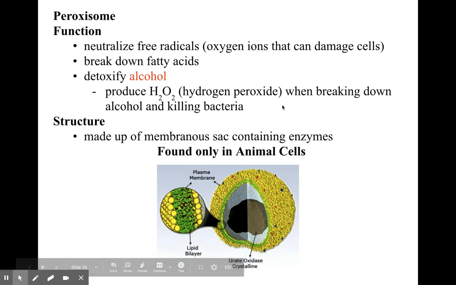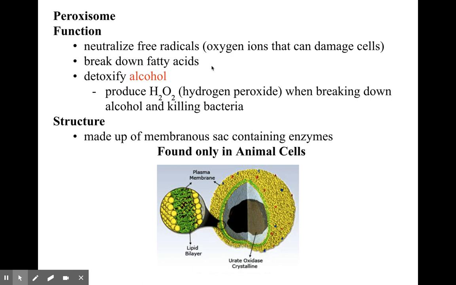All right, another thing that looks like a lysosome, but is a very specialized lysosome, is called a peroxisome. It neutralizes free radicals. A free radical would be like an oxygen ion. Oxygen loves to bond to stuff, especially when it's an ion. Remember, it loves electrons. It wants electrons. So when it's an oxygen ion floating around inside our cells, it will bond to the chemicals in our cells and damage them. So those aren't good, and we have something to take care of that.